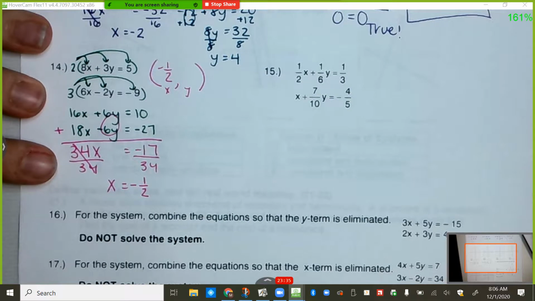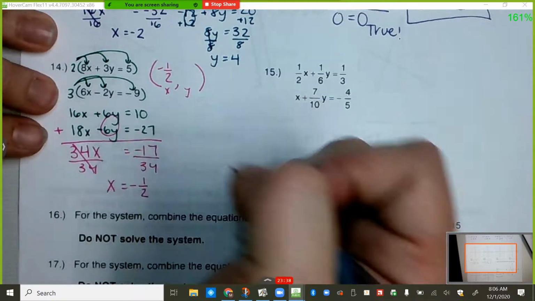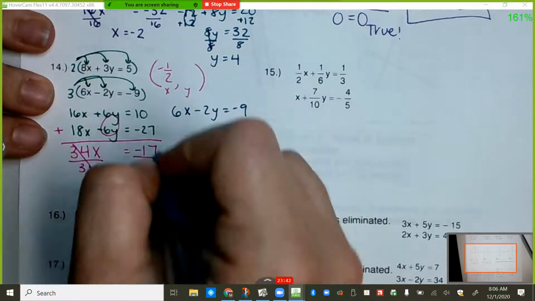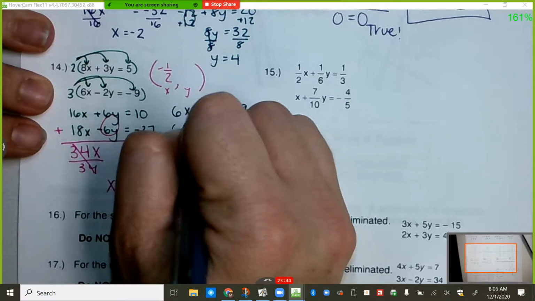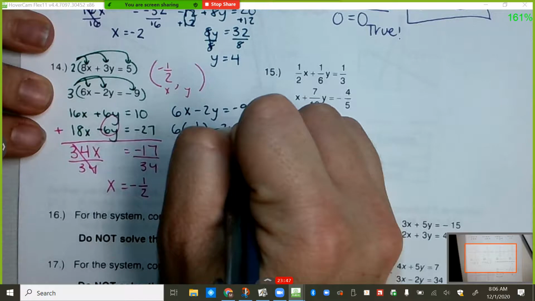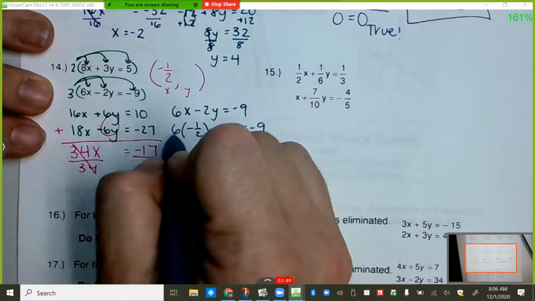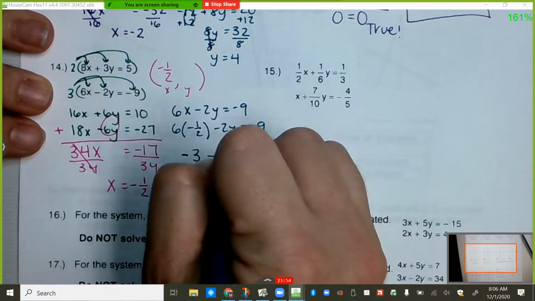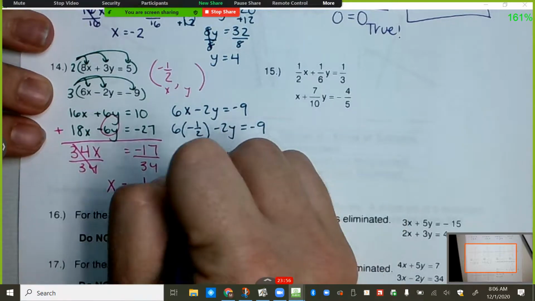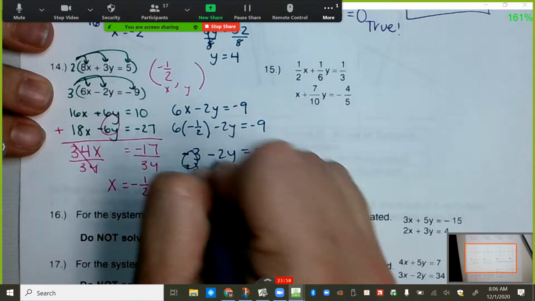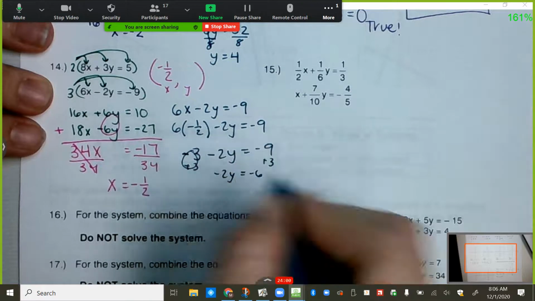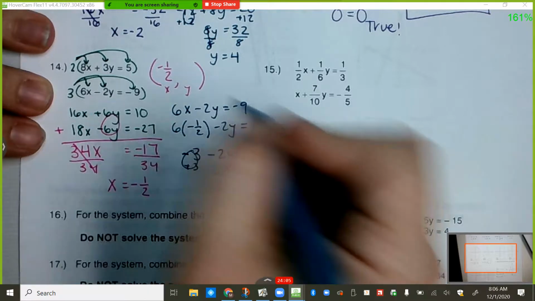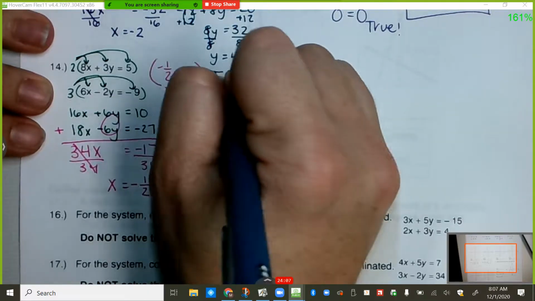So then I'm going to substitute it into either equation. I'm going to pick the bottom one. And I'm going to replace the x with negative 1/2. Well, half of 6 is 3, and then negative times positive is a negative. So I'm going to add 3 to both sides, and I get negative 2y equals negative 6. Divide by negative 2, divide by negative 2, y equals 3. So this is independent and consistent.